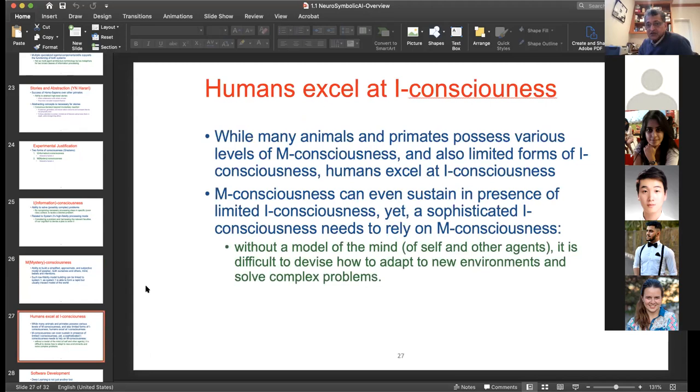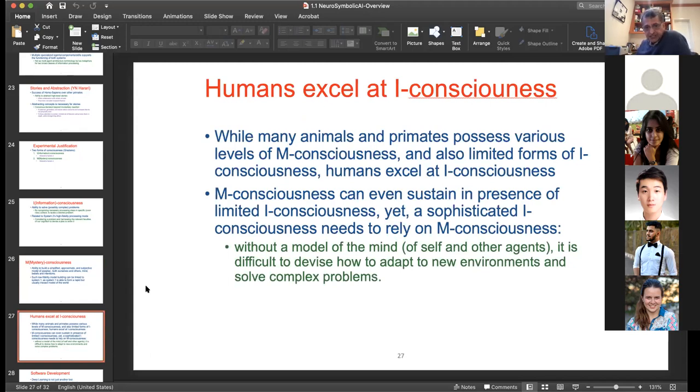Humans excel at I consciousness. This is our strength. We can do system 2. While many animals and primates possess various levels of M consciousness, animals are even better than human beings, right? A dog can recognize people and danger, smell, so much better than human beings. That's all based on M consciousness. But for I consciousness, humans excel.